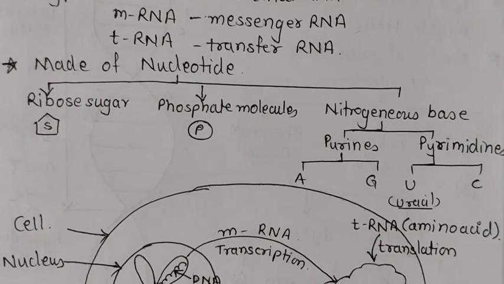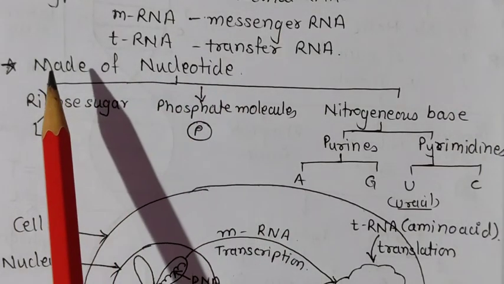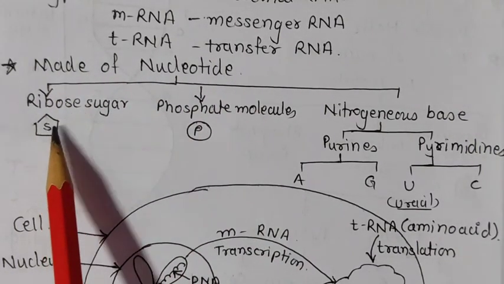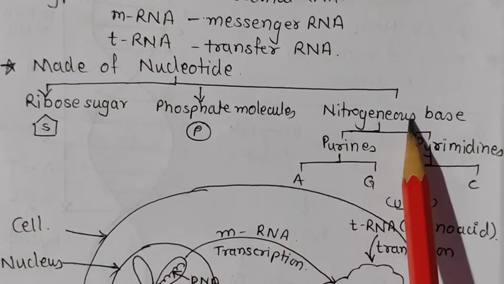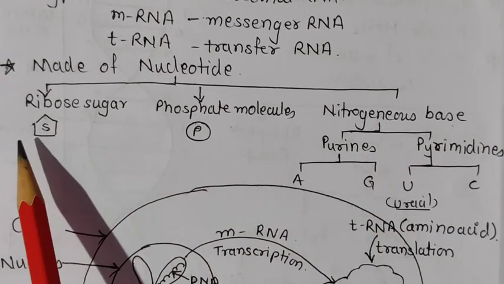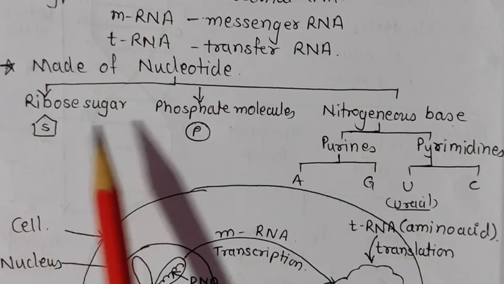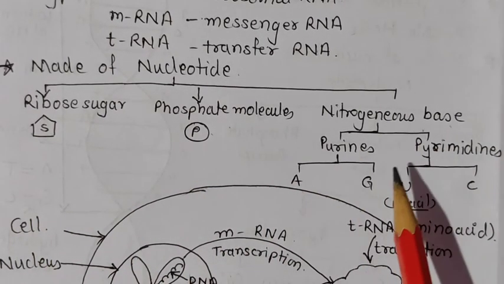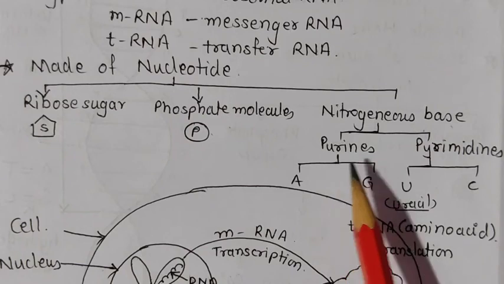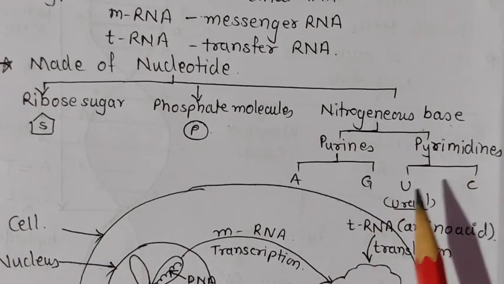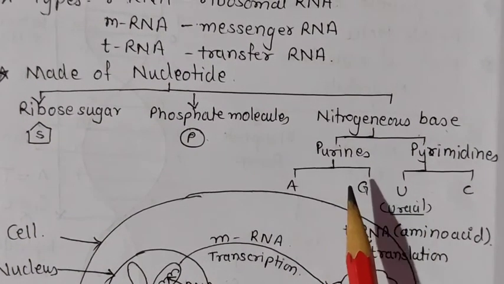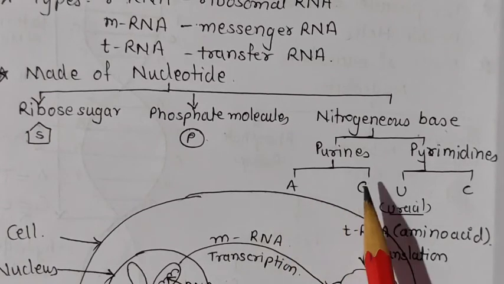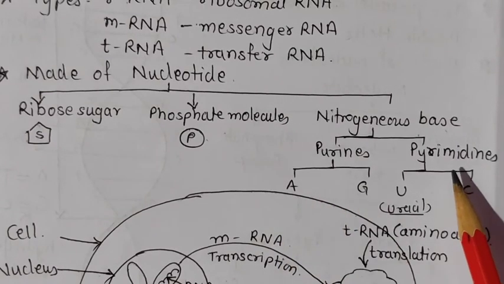Here, you see, RNA is made up of the same ribose sugar, phosphate molecules and nitrogenous bases. As in DNA, we have the ribose sugar, the phosphate molecules, and the nitrogenous bases. The only difference is in the pyrimidines and purines. The purines are the same: adenine and guanine. Only the pyrimidines differ.